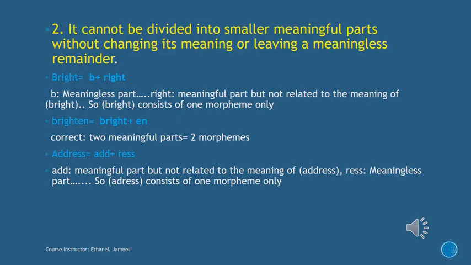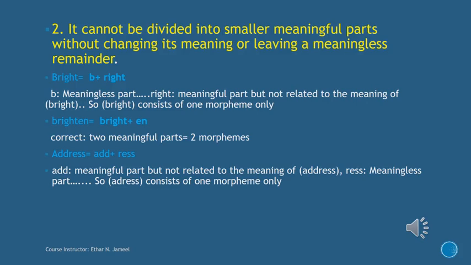That is why brighten can be divided into two parts, which means that brighten consists of two morphemes, bright plus en. That is why we can divide this word into two parts, because it has two morphemes, bright and en.